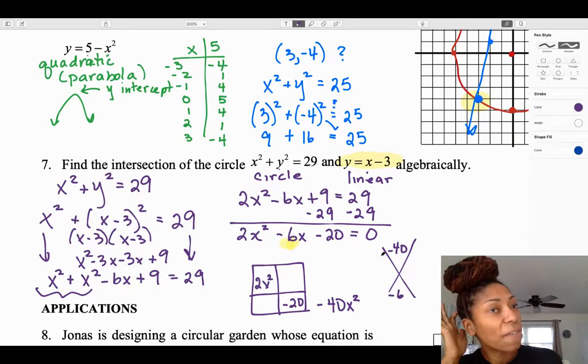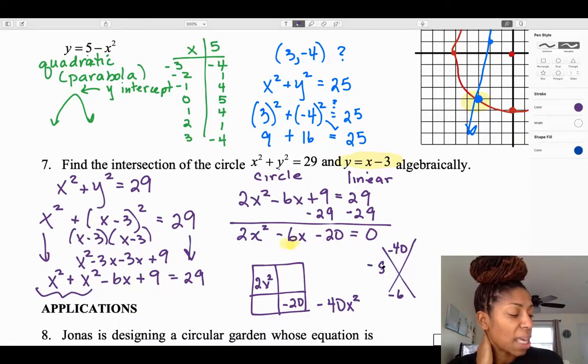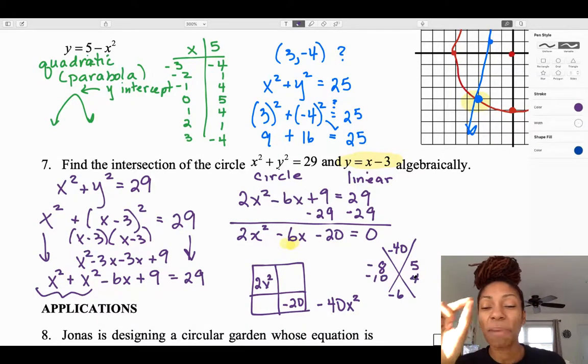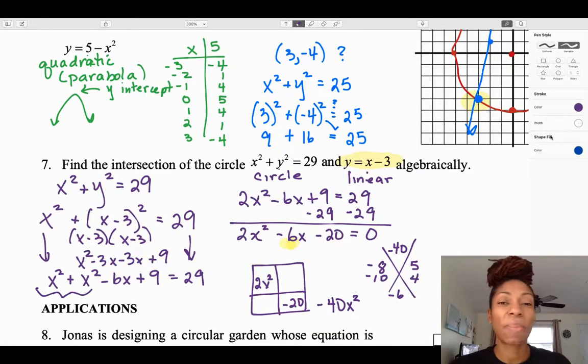What two numbers when I multiply I get negative 40, and when I add I get negative 6? Well, to get negative 40, we can use negative 8 times 5. That doesn't work. What about 4? Ooh, 4 and 10. Negative 10 and 4. Yes, negative 10 plus 4 is negative 6. So these are my numbers. This is what I want. Negative 10 and 4. So I put these negative 10x and 4x into the boxes. Now I just have to factor and see what goes out here.